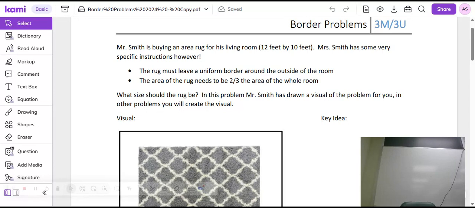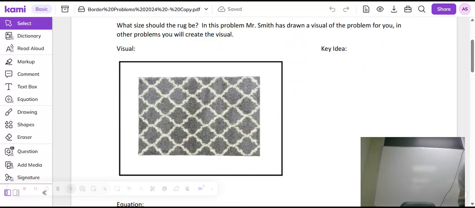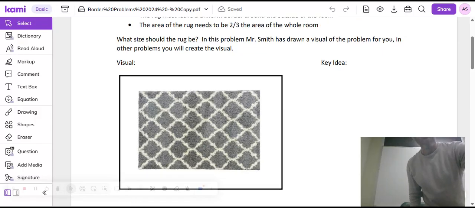The area rug we get has to have a uniform border around the outside of the room. So that just means that the rug will look kind of symmetrical. Like the distance from the rug to the wall, all around the room, is going to be the same. So a nice uniform border. But then she doesn't want the rug too big or too small for whatever reason. She wants the rug to basically take up 2/3 of the room.